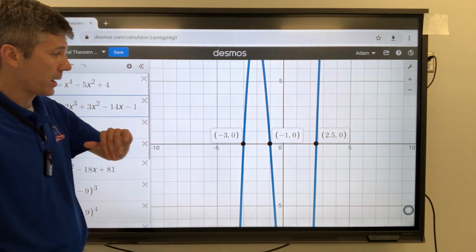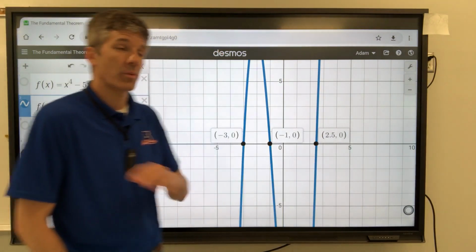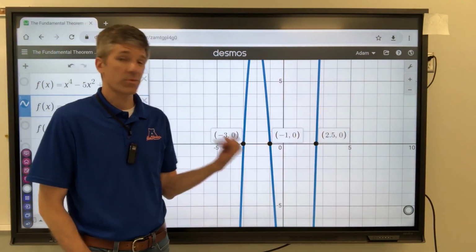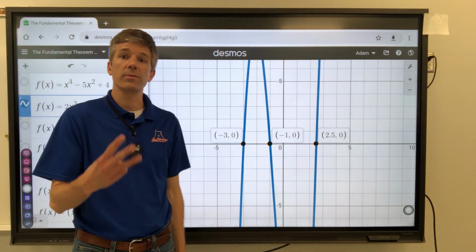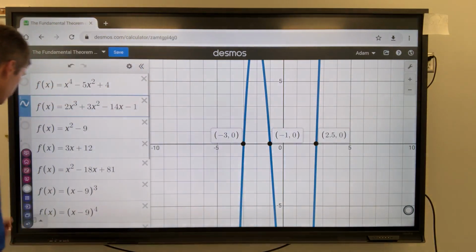So I'm going to go back to the problem, and we're going to write those 3 things down, -3, -1, and 2.5, that we did not get from factoring. We got them from just graphing and then saying, you know what, the degree was 3, I found 3 roots, we're done. Really? It works that way sometimes. So let's go.